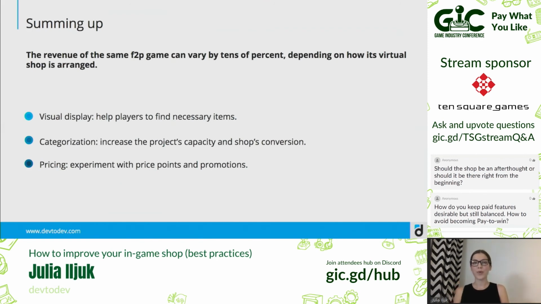So summing up what we've mentioned today, we've looked at 3 dimensions of improving your in-game shop. We talked about visual display, how players can find the necessary items in it. We talked about categorization and how it can improve your conversion into payment. And we've also talked about pricing, experiments with pricing and promotions, which is really, really a thing nowadays. So I hope that it was inspirational, that it was useful. And yes, thank you for your time.